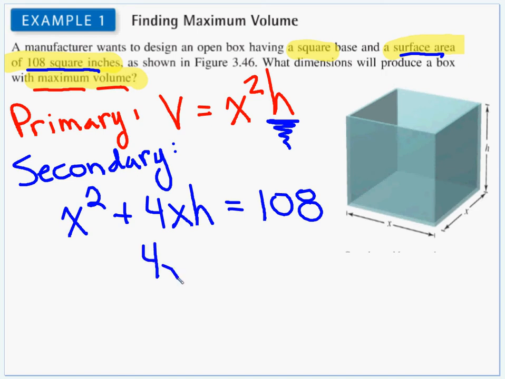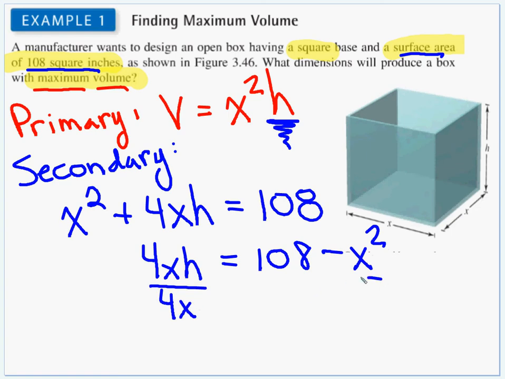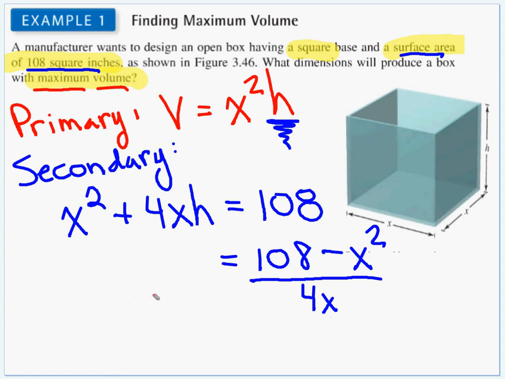So we've got 4xh. We're going to have our 108 over on the other side and subtract the x squared. Now to get h alone, we're going to divide everything by 4x. So I'm going to just put a big division line here and divide all of that by 4x. So that is our h. H equals.